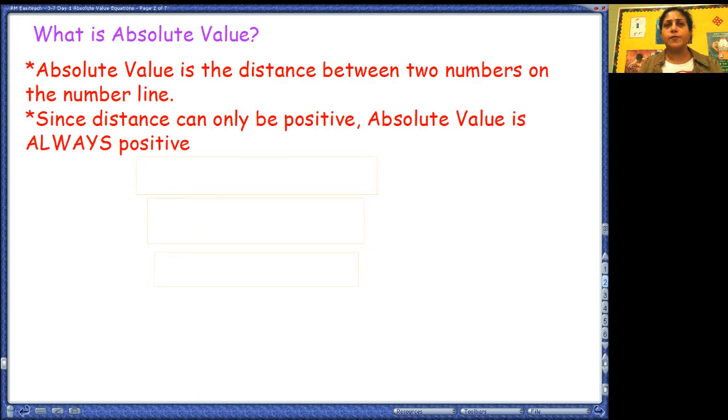So what is absolute value? Absolute value is the distance between any two numbers on the number line. It doesn't matter where these two numbers are. The distance between these two numbers is the absolute value. And since distance can only be positive, absolute value is always positive as well. So we say that the absolute value of 5 is 5, and the absolute value of -5 is also 5.